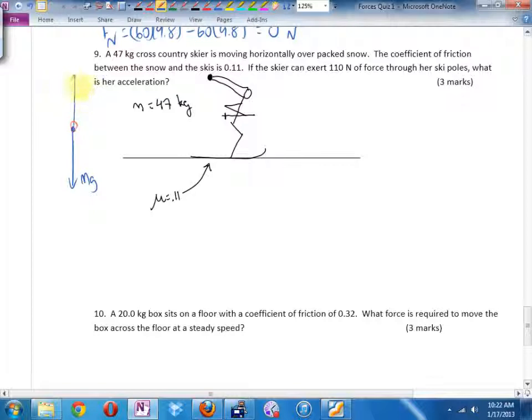mg, normal force, F pole or F applied, yoink, friction. Who's winning? I think the force from the ski pole. Who's losing? Friction. And that equals my net force, ma.